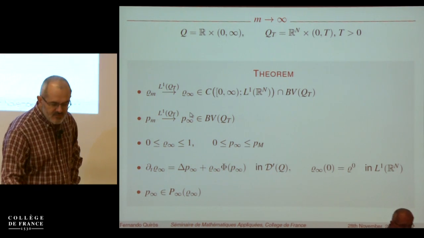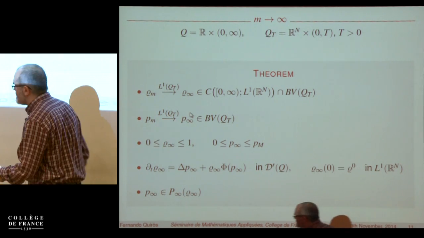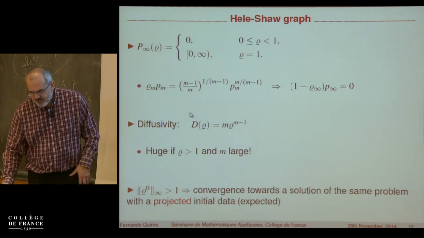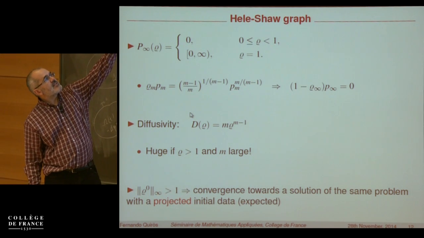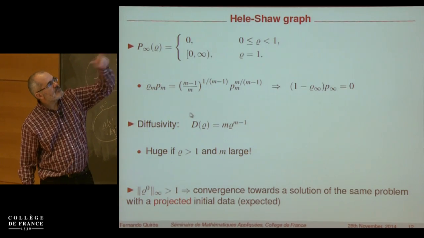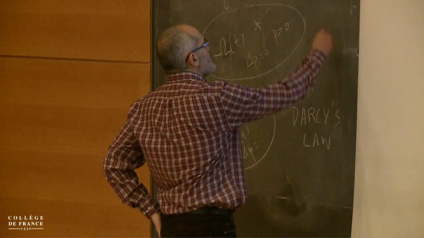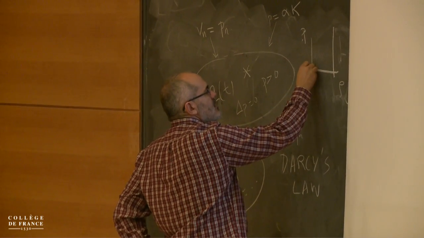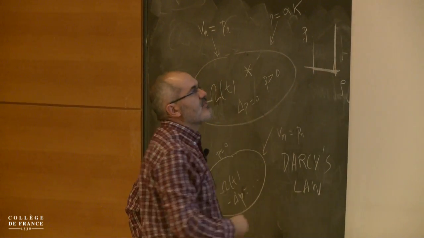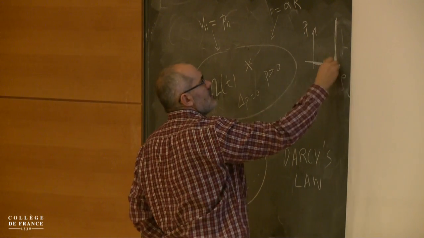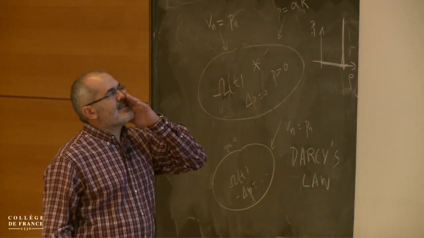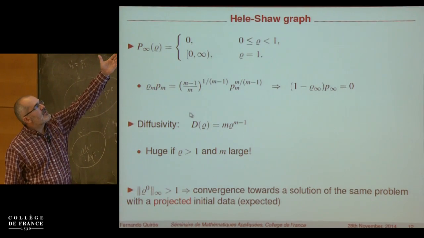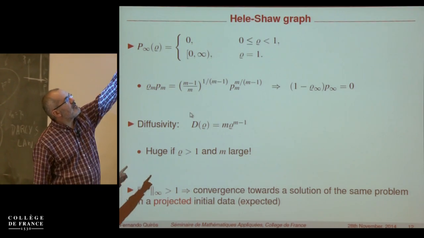So let me explain what kind of strange things may happen. Well, before explaining that, let me tell you some other things. So the limit graph is that one, that's what I explained. This is written the other way. So if you put here the pressure and here the density, it's like this, the Hele-Shaw graph. This is just an easy computation. You compute rho_m times p_m, and you have that thing on the right-hand side.